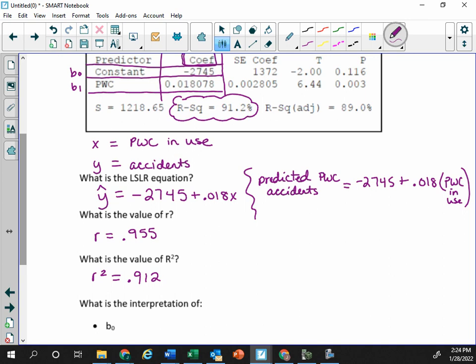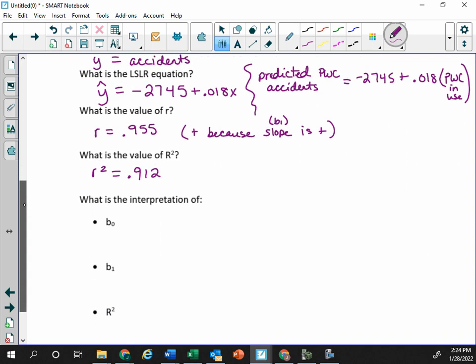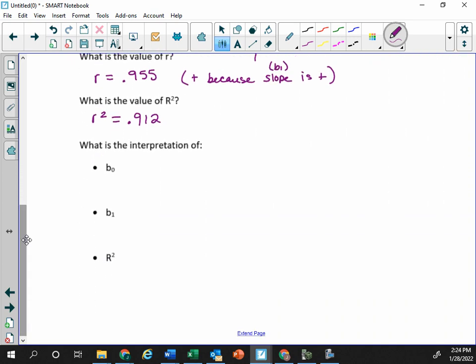Okay, so I'm going to make a little note off to the side for you. Positive because the slope, which was your b sub 1, is positive. Questions so far? Any part of that you need me to go back through?